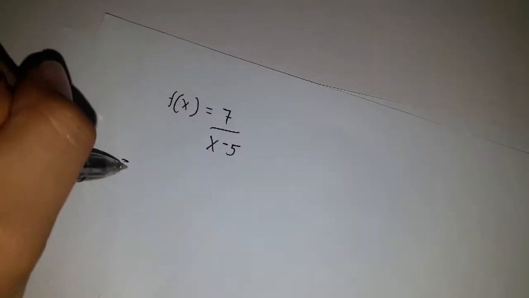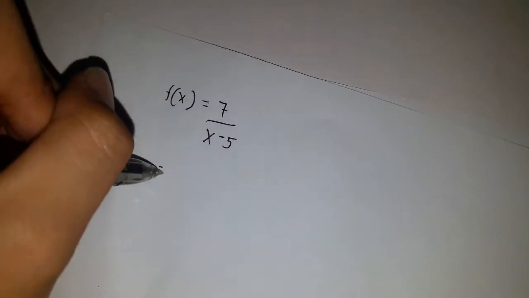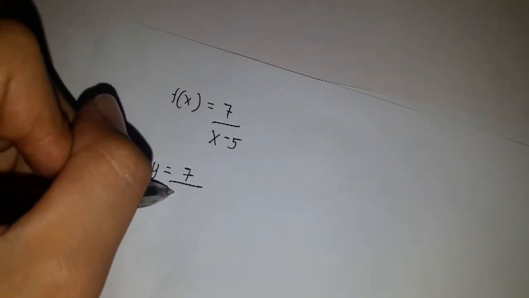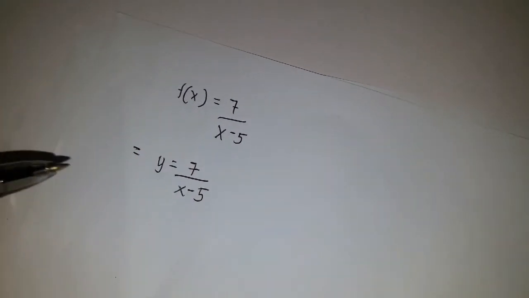Let's proceed to how to find the inverse of a function. Consider the function f of x equals 7 over x minus 5. Step 1 is to write the equation in the form y equals f of x. So step 1: y equals 7 over x minus 5.